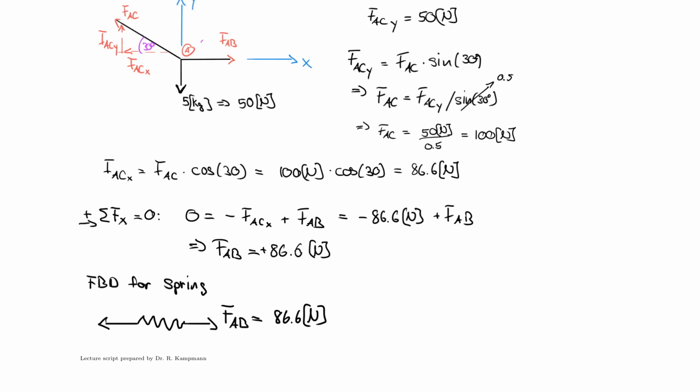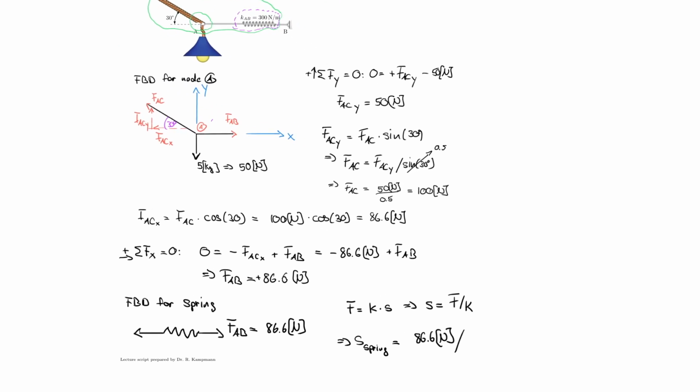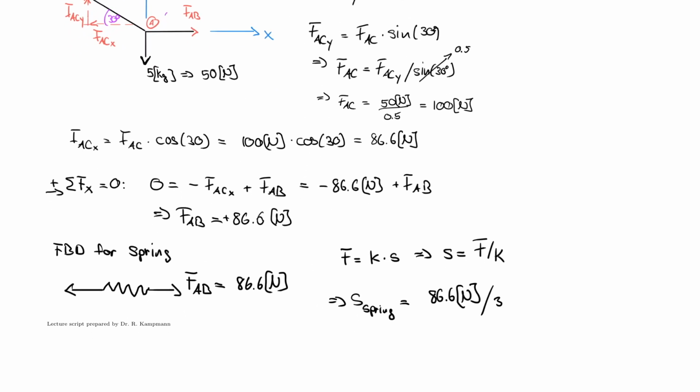And my spring constant equation, of course. Remember that F is equal to K times S. And so my S is equal to F over K. And applied to this problem, what that means is that the stretch in the spring is equal to the force 86.6 Newton divided by, what was our spring constant? 300 Newton. So 300 Newton per meter, actually.